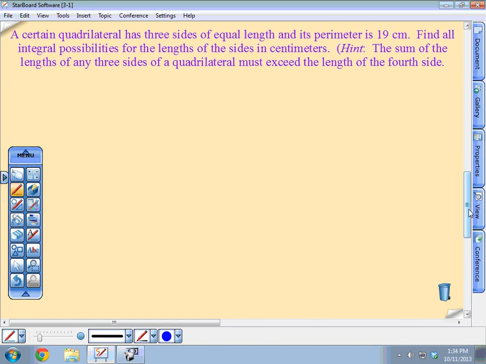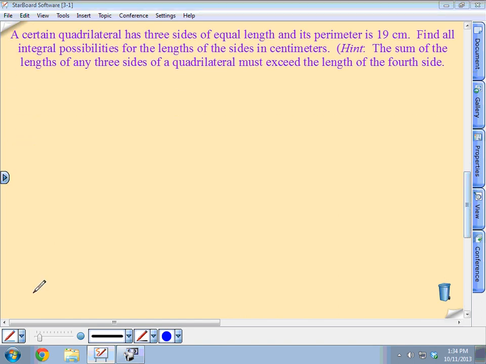Four possibilities. All right. This last one is probably the most difficult. So we have to think about this for a minute, okay? A certain quadrilateral has 3 sides of equal length. So it's a quadrilateral, and 3 sides are the same and one is different. So I try to think, what does this probably look like? So maybe it looks something like this. It doesn't have to, but that's kind of how I picture it.